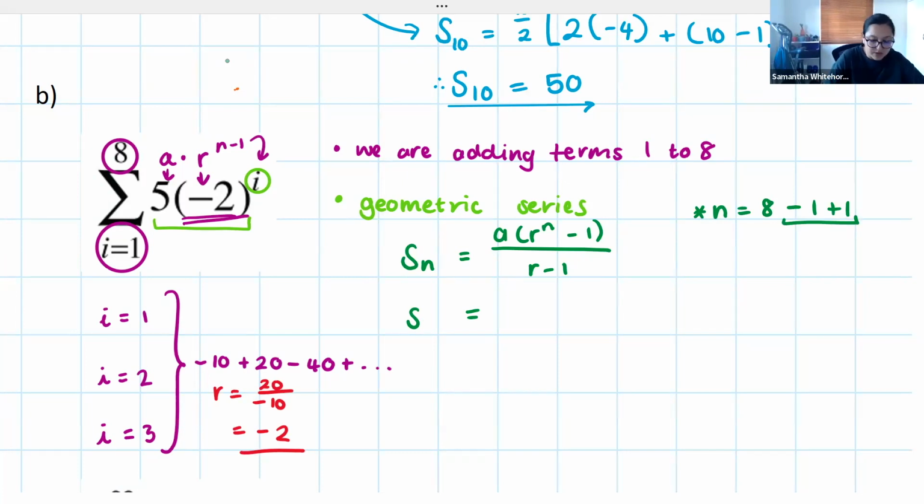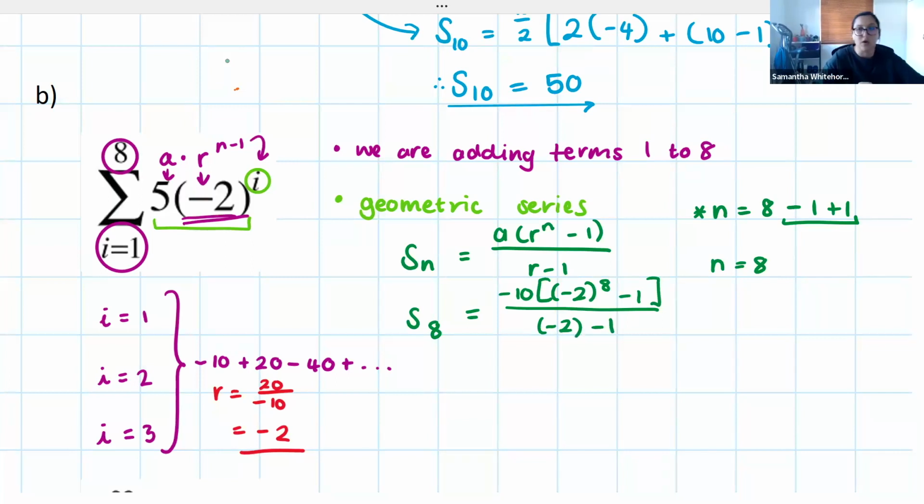Again, additive inverse, they cancel each other out. N is 8. So we're looking for the sum of 8 terms. A in this case is -10. We've just worked out R to be -2, so be very careful when you substitute in. Please make sure you use brackets because it needs to be -2 to the power 8 minus 1 all over -2 minus 1. So I've said this before, but when you substitute, use brackets. It's going to make your life so much easier because it means that your calculator is registering everything as it should. So use brackets when you go and substitute.